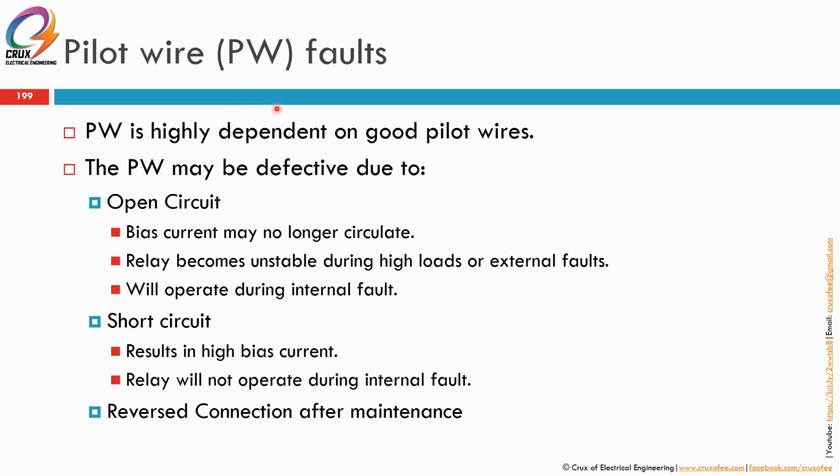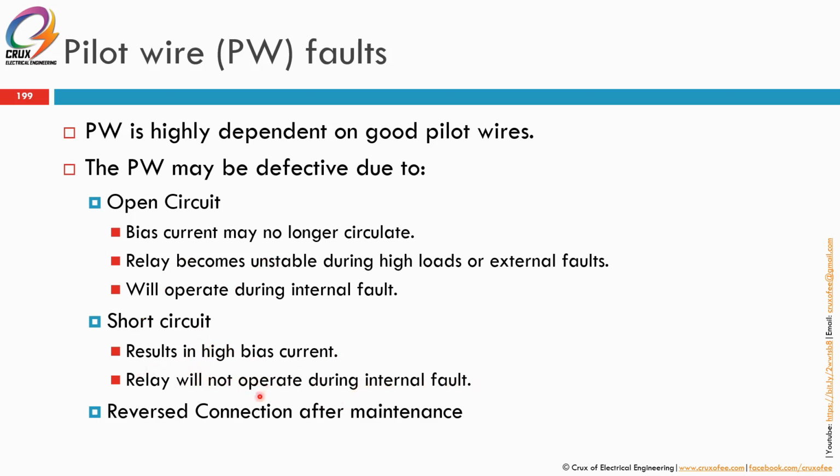So pilot wire faults. Pilot wire is highly dependent on good pilot wire. This pilot wire is basically the wire that we lay side by side to the main primary cable. The pilot wire may be defective due to open circuit. So bias current may no longer circulate. So the relay becomes unstable during high loads or external faults, and this will operate during internal fault. So if your pilot wire is open circuit, you must be careful. For external fault, it may trigger the operating of the differential relay. While for short circuit, which results in high bias current, the relay will not operate during internal fault.